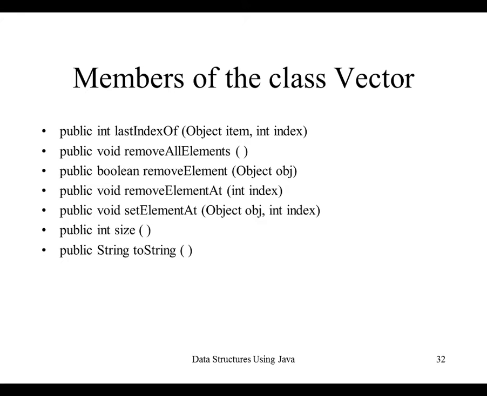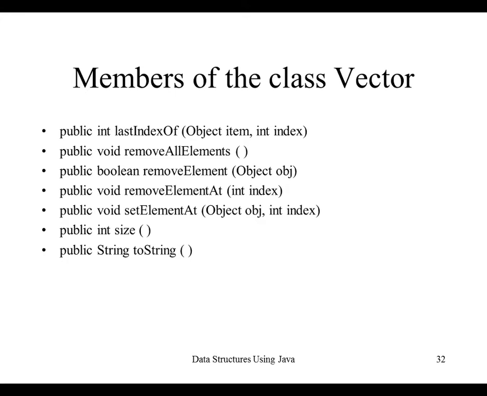Public void removeAllElements(). This removes all the elements of the vector. Public boolean removeElement with parameter Object obj. If an element specified by obj exists in the vector, the element is removed and the value true is returned. Otherwise, the value false is returned. Next, public void removeElementAt with parameter int index.